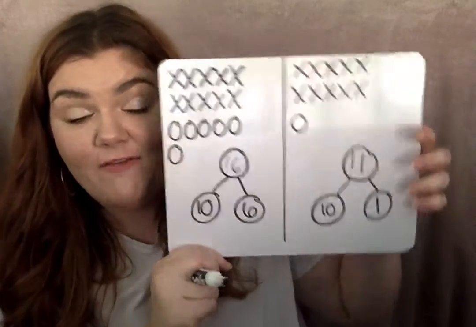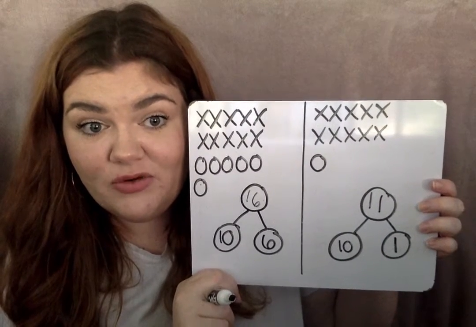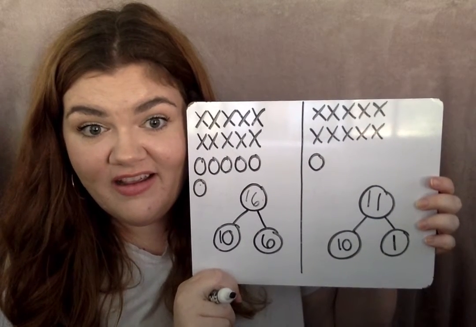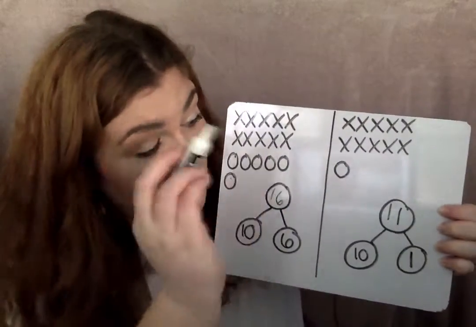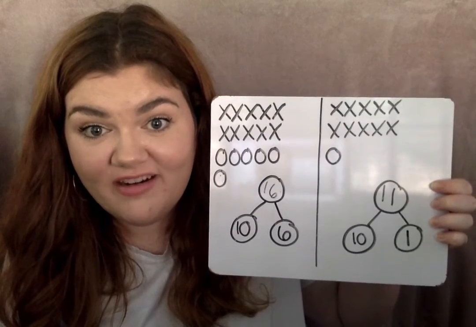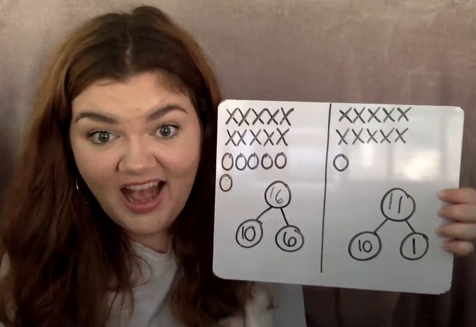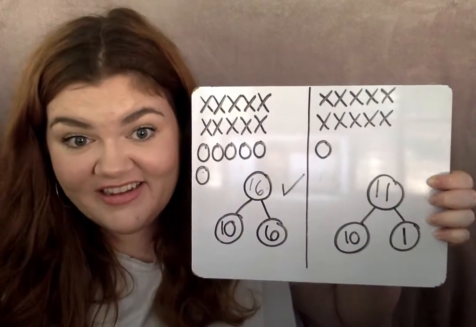So, I filled out my number bonds. What do I need to do now? Yeah, I need to check which one has more. Which has more? Yeah, 16 has more, so I'm going to put a check. Okay, I want you to get your worksheet, boys and girls. Let's do the first one together.